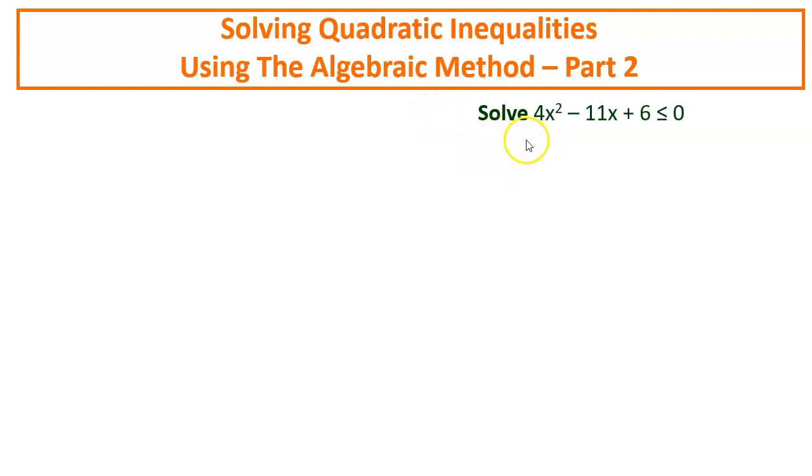Let us look at that example. It is 4x square minus 11x plus 6 is less than or equal to 0, and we have to solve this quadratic inequality. It is a quadratic inequality because the highest power of x is 2, and we have to solve this to get the solution set of x. So let's come to the rules part.